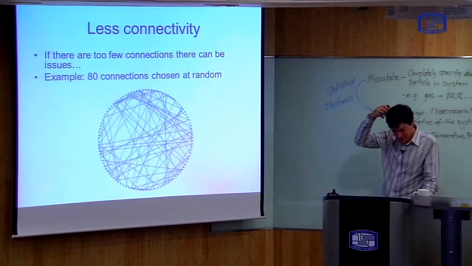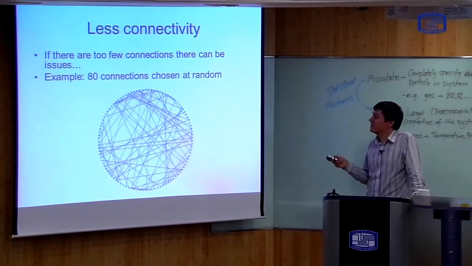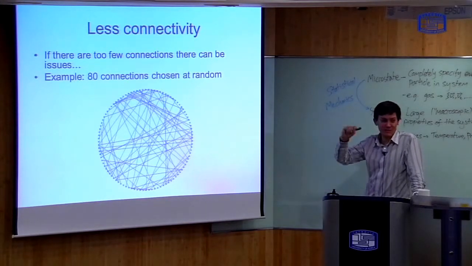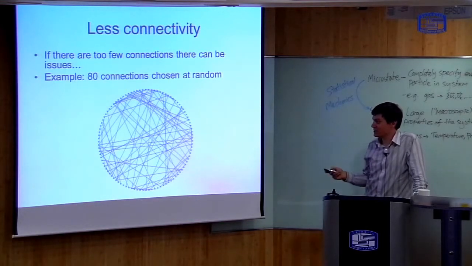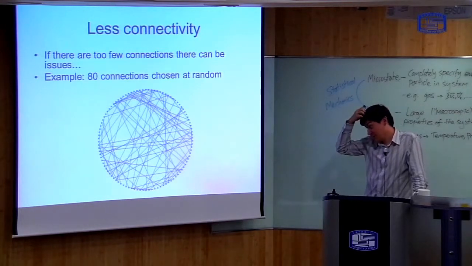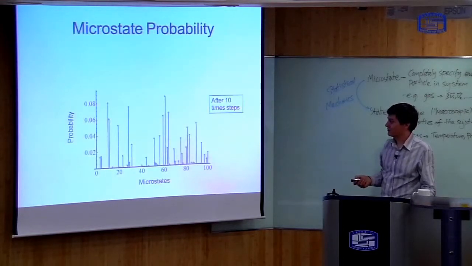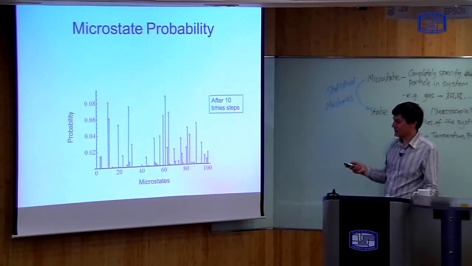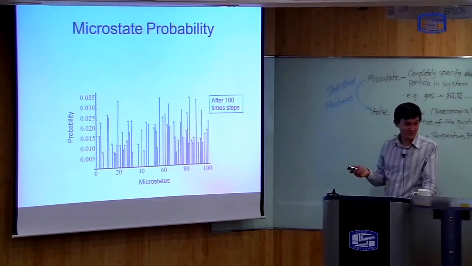Now, this is kind of related, it's not so essential, but it's interesting. There are some issues in this if the number of possible ways of scattering is not large enough. So in this case, again I took 100 microstates, but I only made 80 connections. So you see there are far fewer lines in this case. Now in this case, the behavior is a little bit different. After 10 states, it looks like this. After 50, like this. After 100, like this.